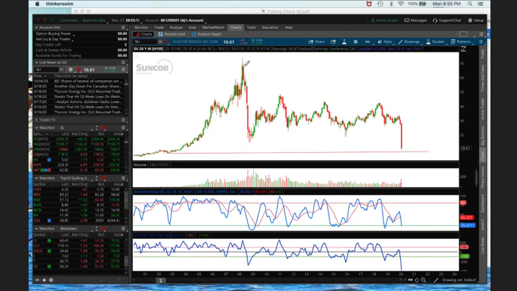2008 went from 70 down to 15. Look at that. Went from 70 to 15. And then what happened? It went from 15 up to 49. Look at that. This is the opportunity I'm talking about.